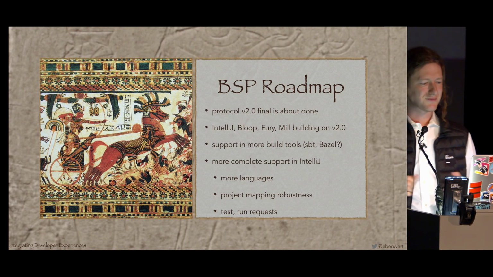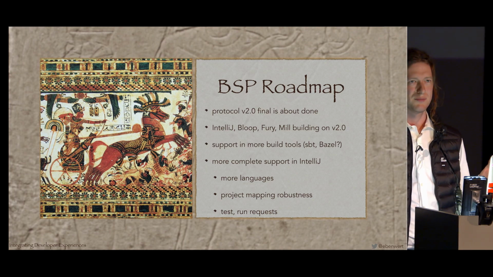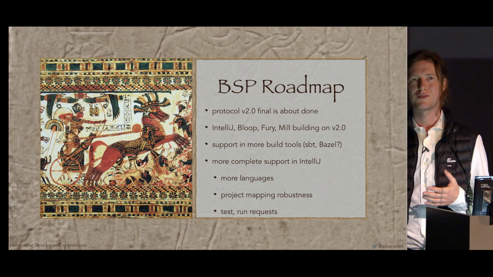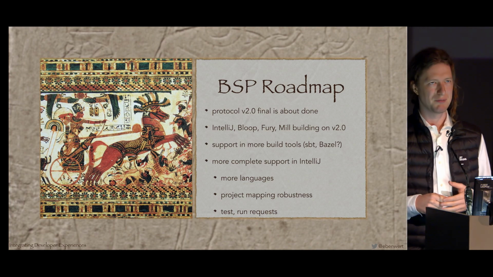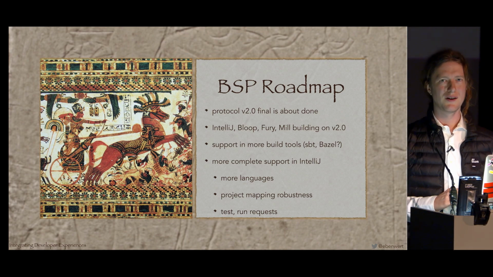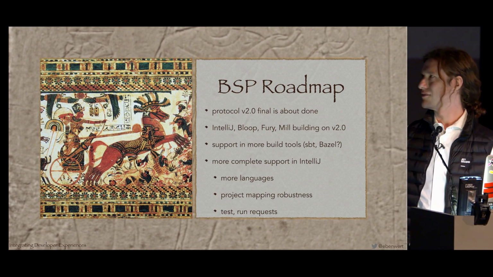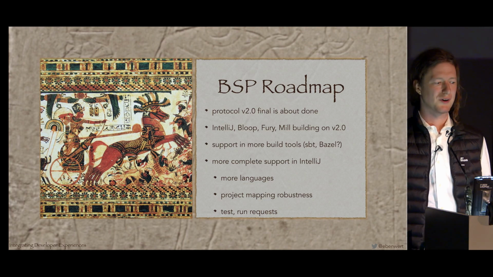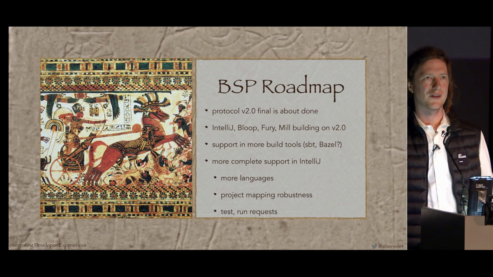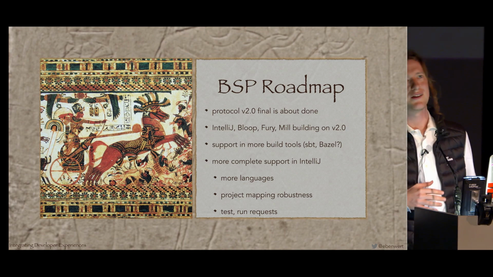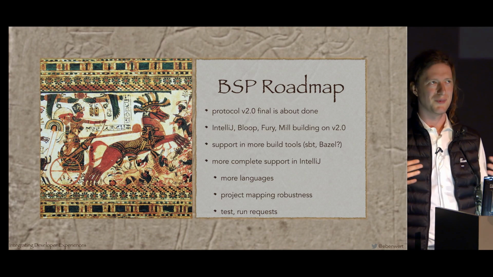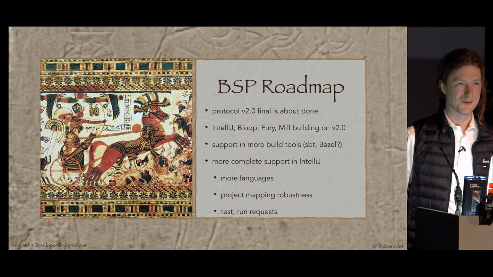So, yeah, the protocol version 2.0 is basically done, so all the tools currently implement this version. We might have some minor tweaks yet to work out. IntelliJ, Bloop, Fury, Mill all work with this version. We are looking into supporting more build tools, of course sbt, because the current integration of sbt in IntelliJ, which I have been working on, doesn't work the way I'd like it to.